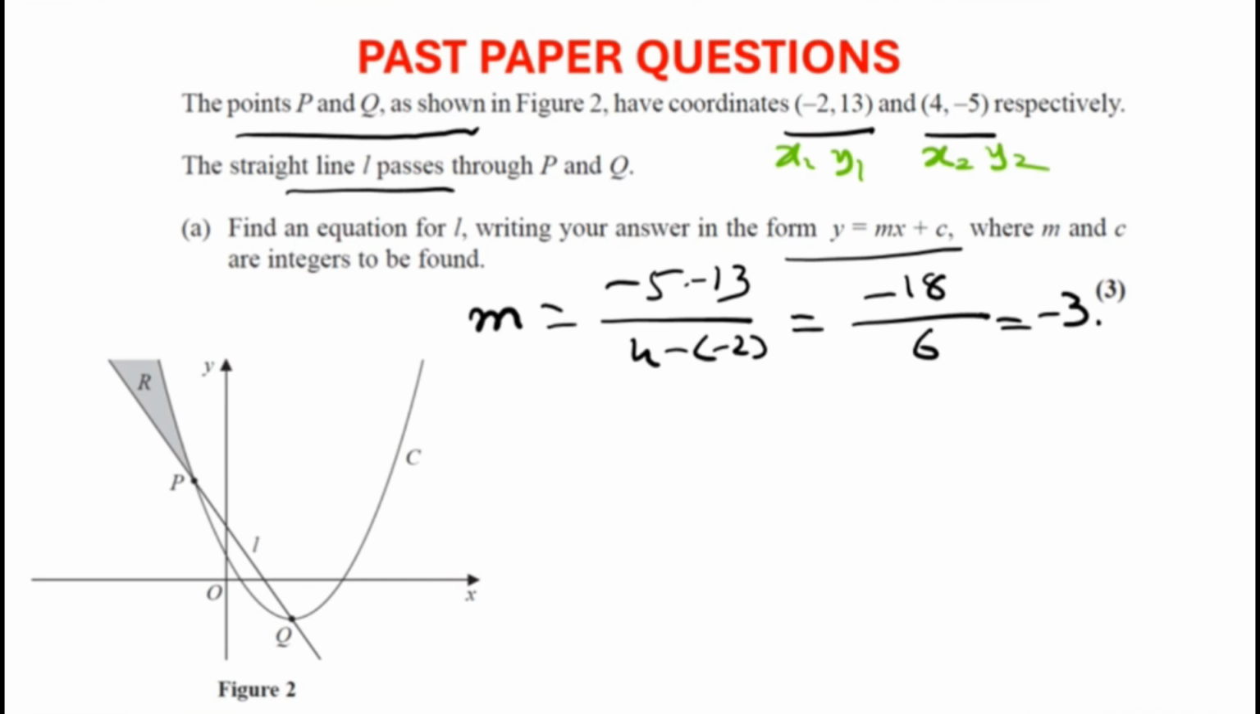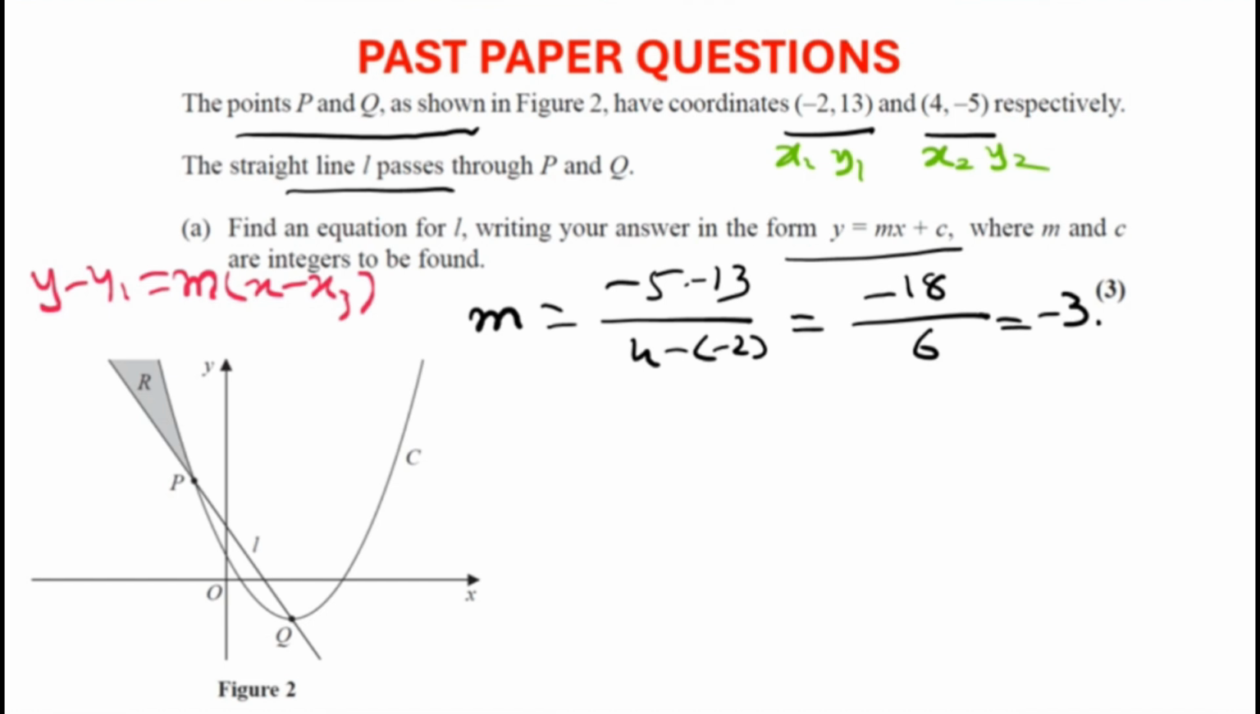Now, this question you can do two ways. Either you can use a line equation that we will learn in the next topic, which is y minus y1 is equal to m into x minus x1. And if you don't know this equation till now, then we can use another method.